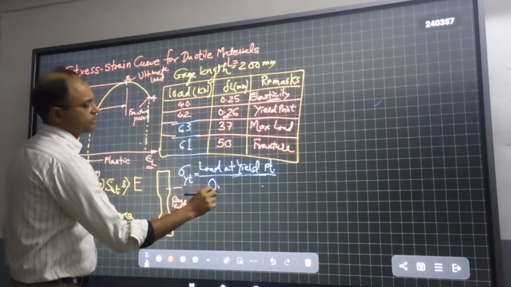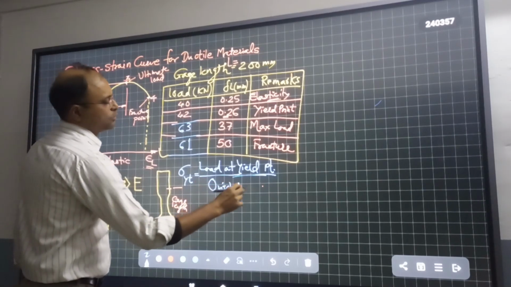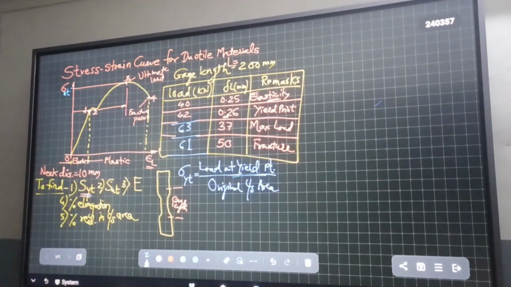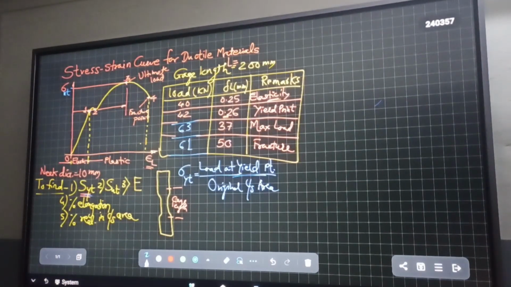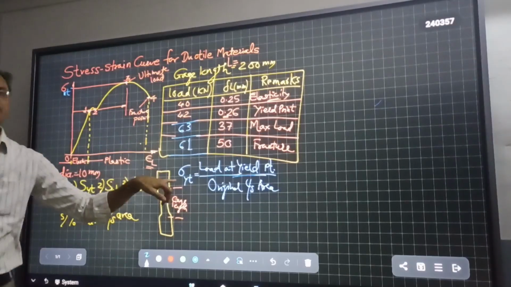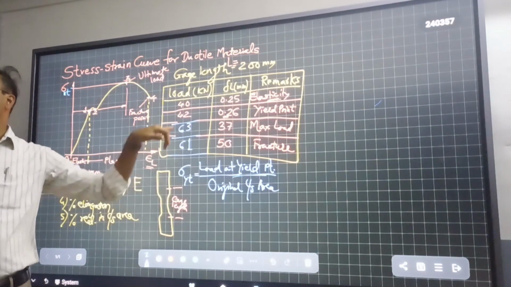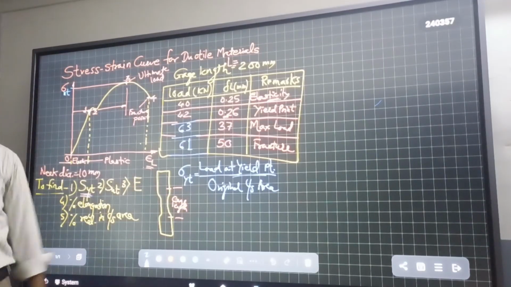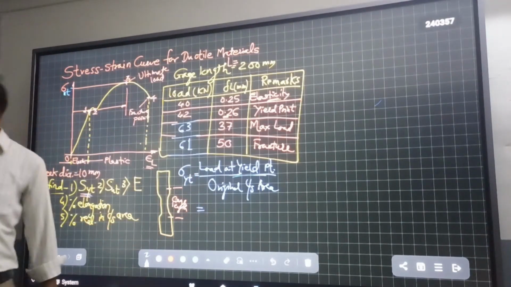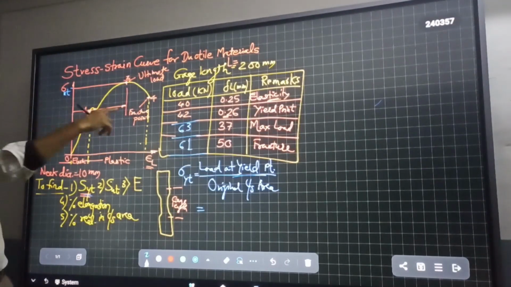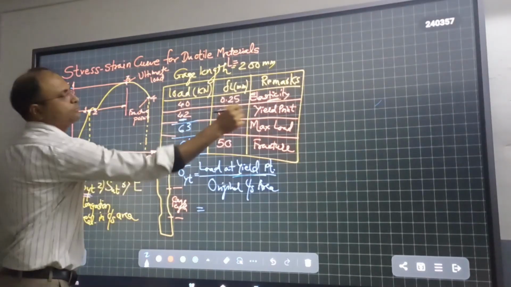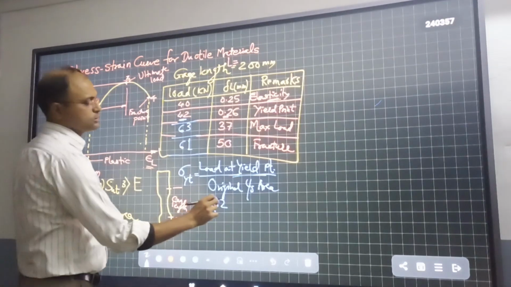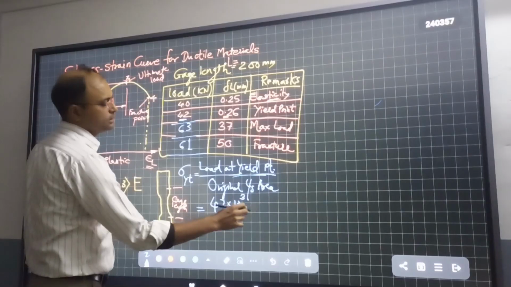upon original cross sectional area. Stress is what? Load upon cross sectional area. So what will be stress at yield point? Load at yield point upon original cross sectional area. Okay. So what is load at yield point? This is the yield point, 42. The value is given in kilonewton. We have to convert it into newton. So 42 into 10 raised to 3 divided by area.